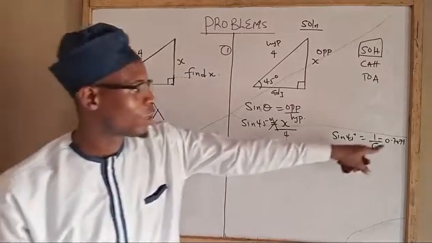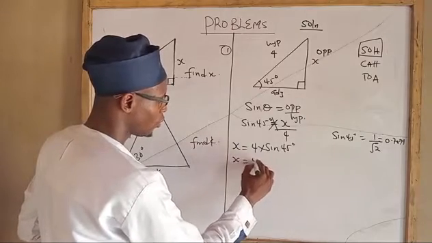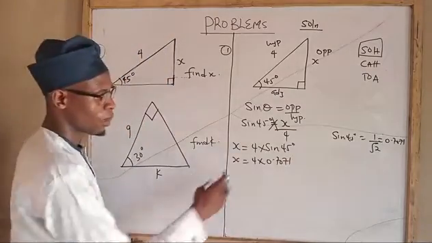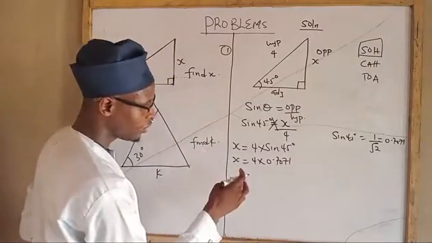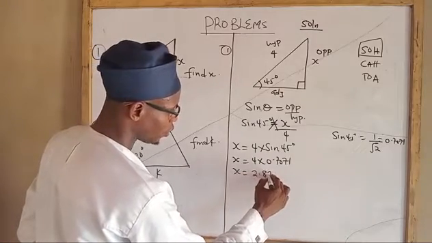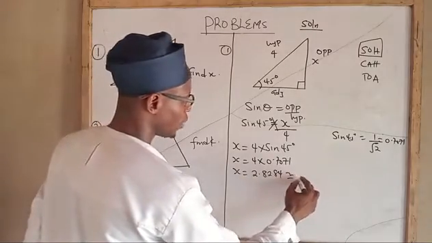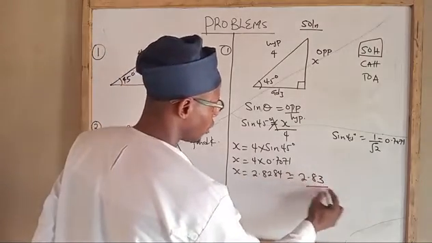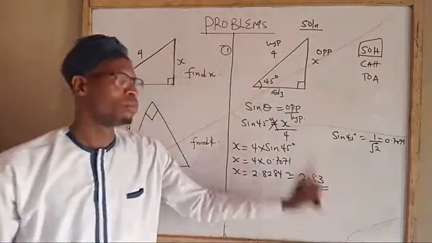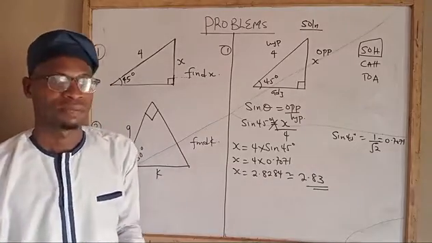So that's why I'm taking it back to decimal. When you multiply this, x will be equal to 4 multiplied by 0.7071. So by multiplying these two, you will have x equals 2.8284. If you approximate this, you can have it as 2.83. There won't be any unit because this side does not have units, so you are not meant to put any unit here. I believe we are okay with this.